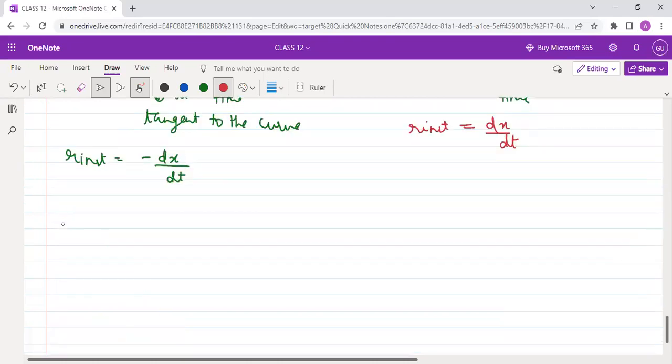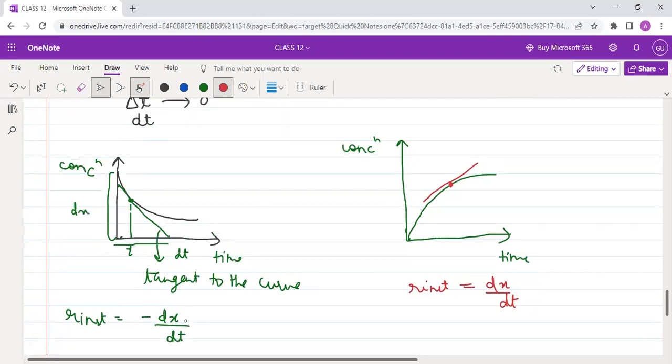So this you have to remember: the instantaneous rate of reaction is equal to the slope of the curve. That means in the numerator you'll write the intercept on the y-axis. This is the intercept on the y-axis till here, and this is the intercept on the x-axis. So intercept along y-axis upon intercept along x-axis. So it can be written as minus dx by dt or dx by dt.